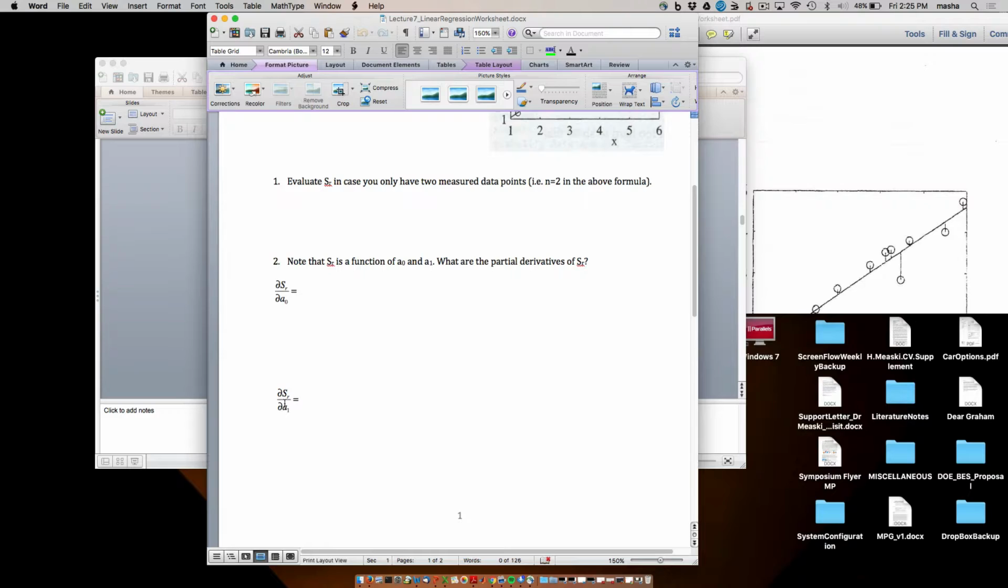Do you remember how to do a partial derivative? If you have a square, you take the derivative of that square, and then times the derivative of whatever is inside with respect to a. If you're doing a partial derivative with respect to a0, you're treating everything else as constant other than a0.